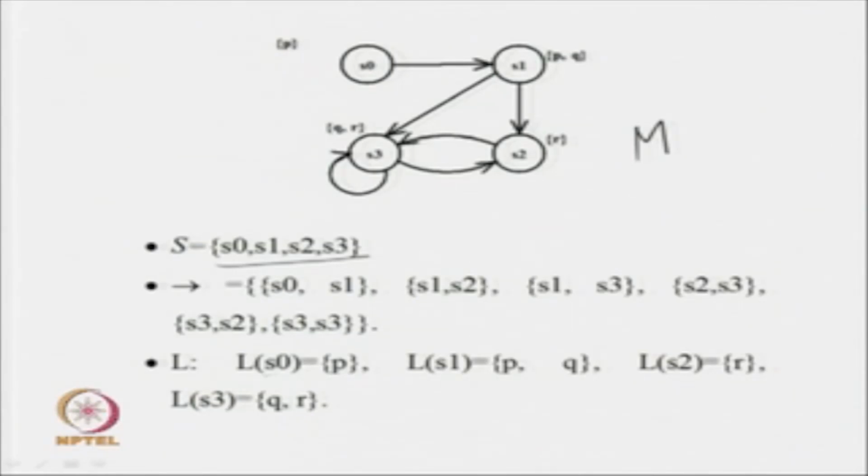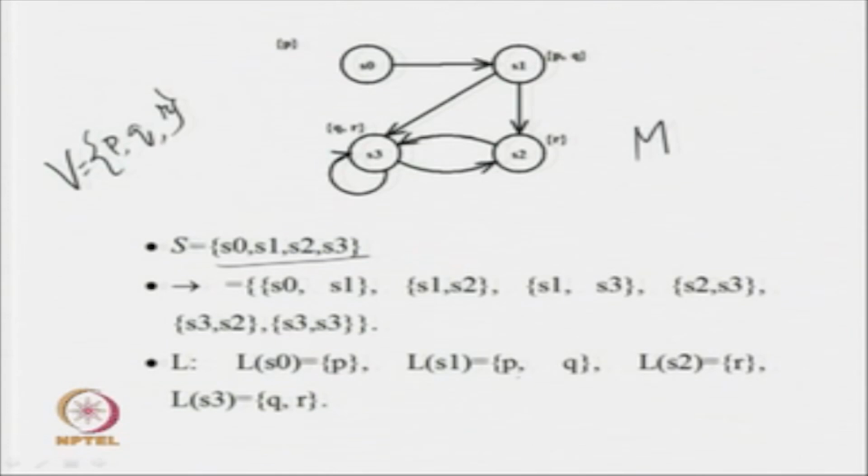And this is the labeling function. In this model, the set of atomic propositions is P, Q and R. The labeling function says that L(S0) is P. That means atomic proposition P is true in S0, and indirectly it means that Q and R are false in this particular state S0.